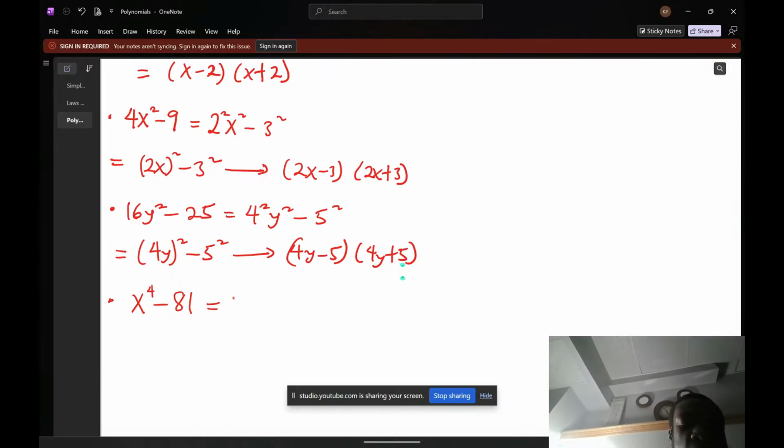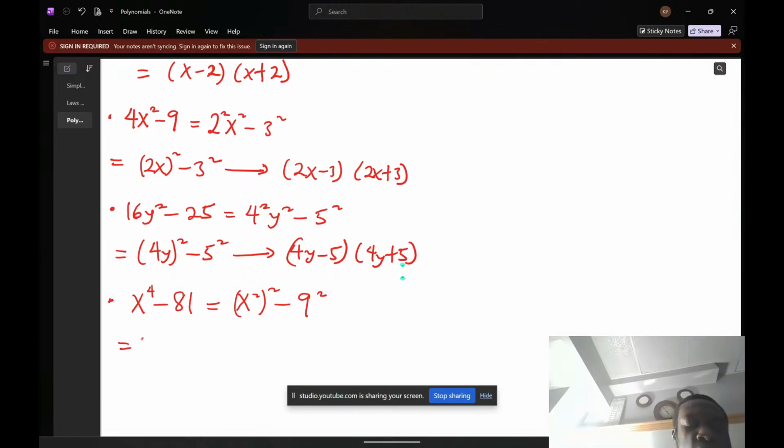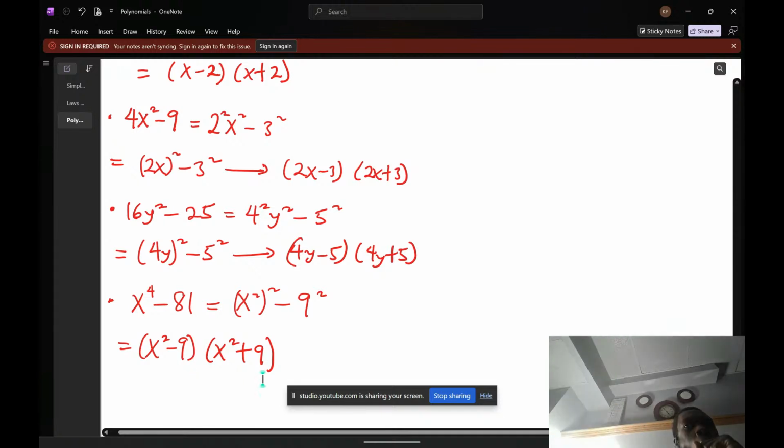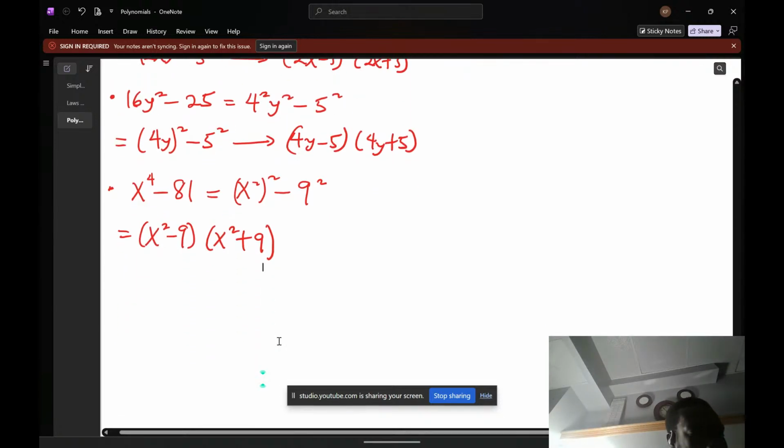So let's write it like this. It will be x squared minus 9 squared. Okay. So the final answer will be x squared minus 9 into x squared plus 9. So that's it for that question.